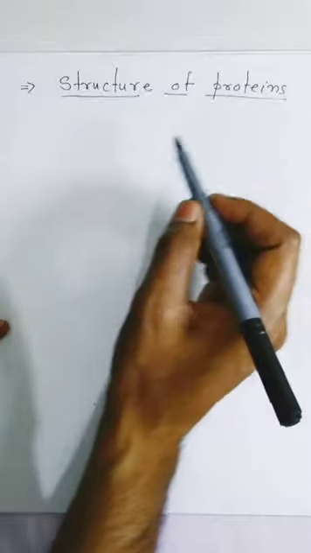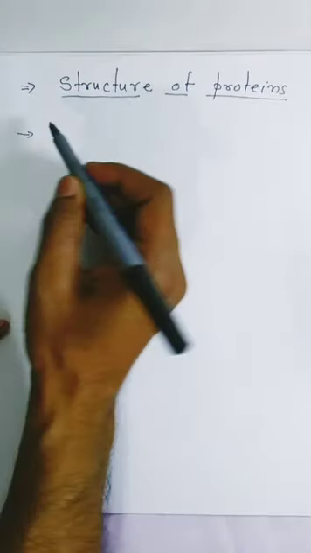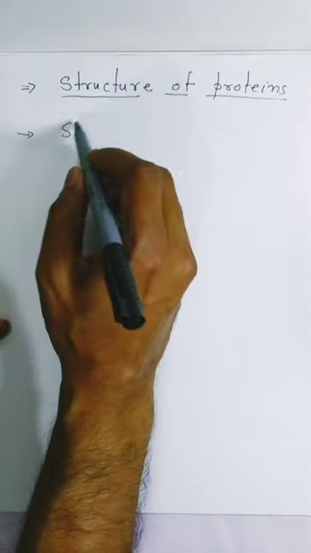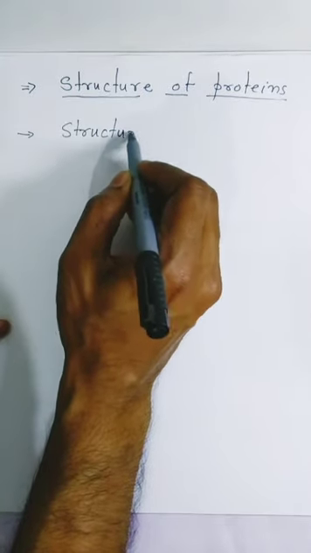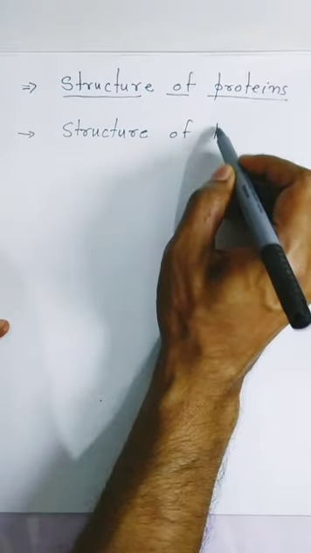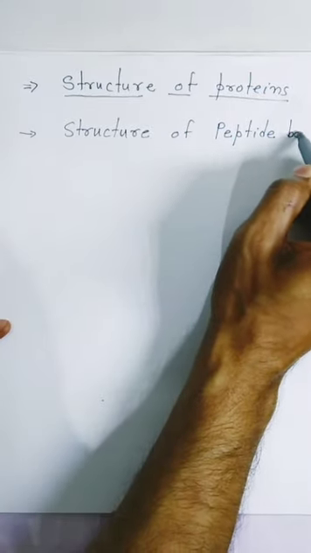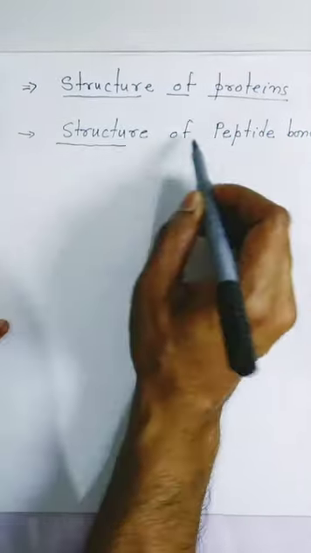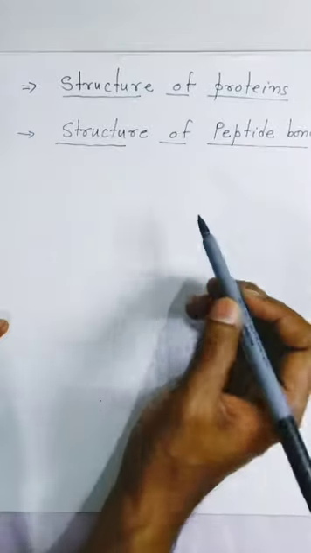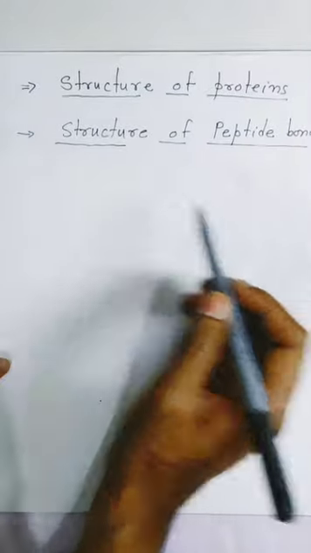Before going to see the structure of protein, students, you should know the structure of peptide bond. First we will see the structure of peptide bond, then only we will come to know the structure of proteins. Now what is peptide bond, students?